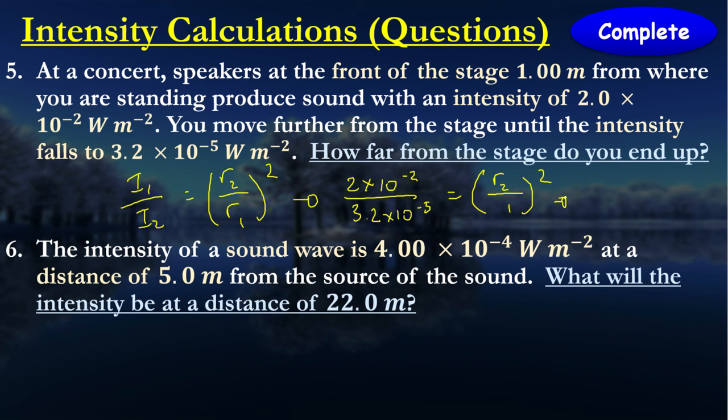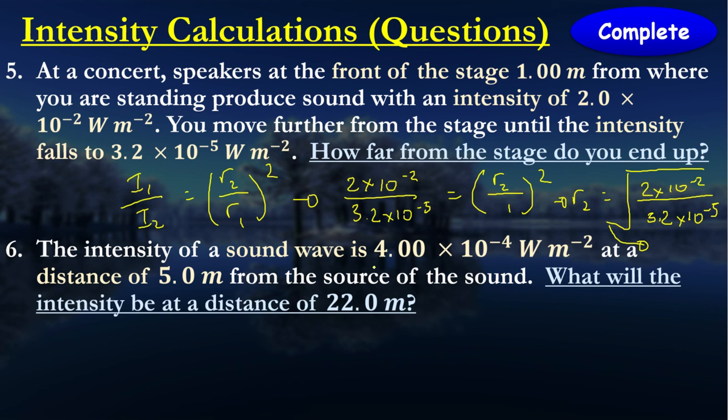So R squared, we get rid of that square, we square root the other side. And that's the overall distance that we would have to be. We'll go through the answers in a second, or write the answers down there.